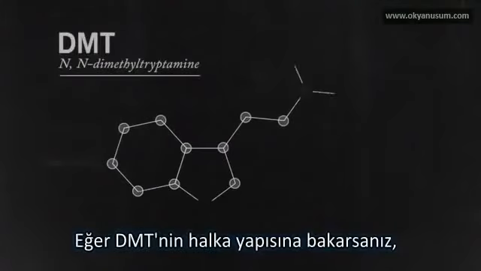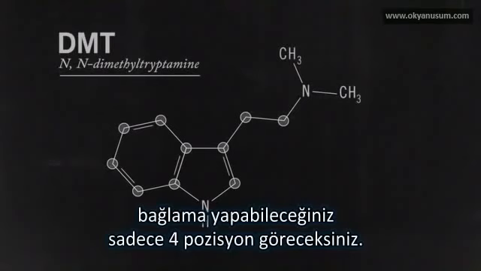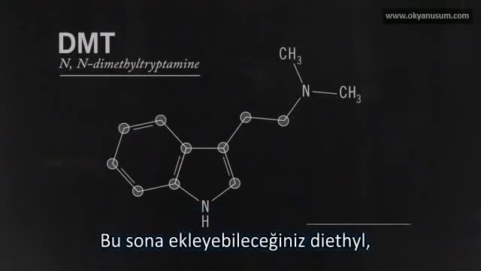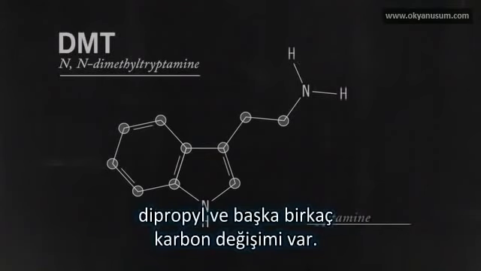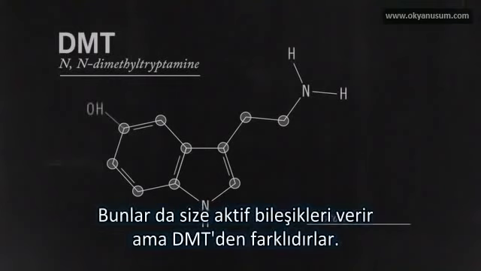If you actually look at the ring structure of DMT itself, you only have really 4 positions that you can attach things to. So you can make diethyl or dipropyl. There are some other types of carbon chains you can attach to that end that do give you compounds that have activity, but very different from DMT.